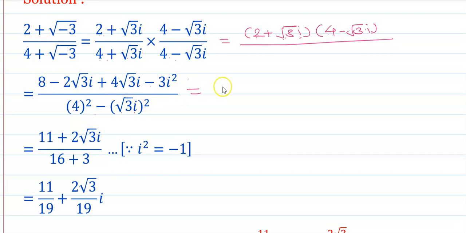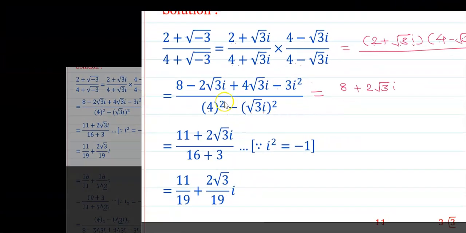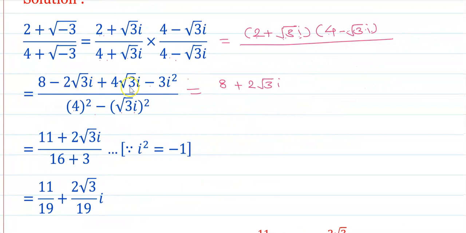Next simplification. Keep this 8 as it is. Minus 2 root 3i plus 4 root 3i. You will get 2 root 3i. Okay. Root 3i, root 3i. This is a minus, this is a plus. You are getting the 2 root 3i. And what about here? Minus 3. I square is again minus 1.